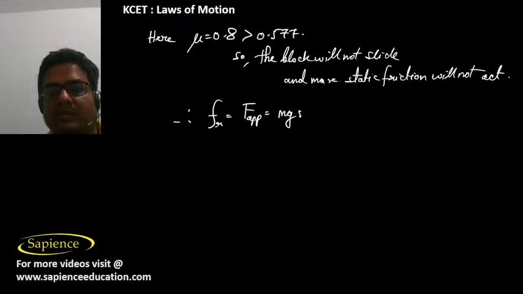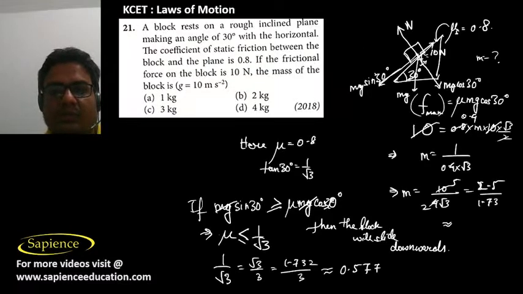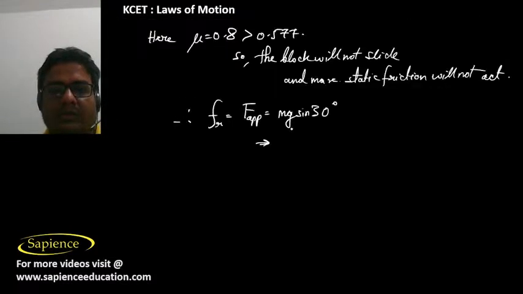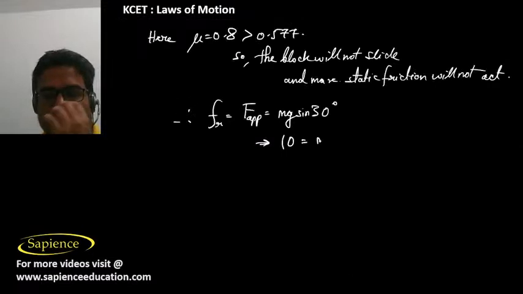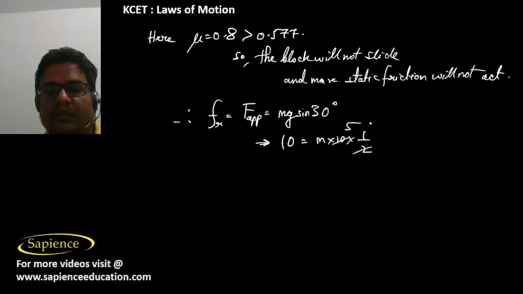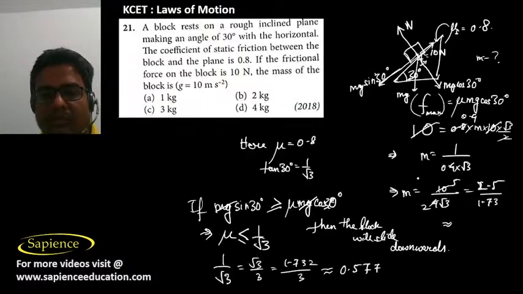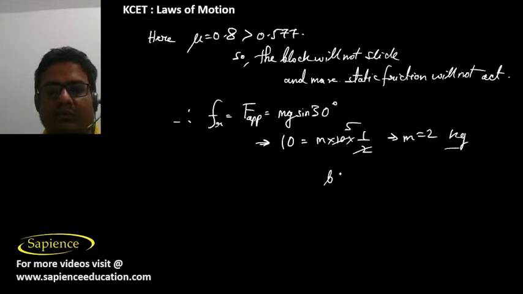So the frictional force will be the same as the applied force here, which is equal to mg sin 30 degree. Now the frictional force is 10 Newton. So 10 Newton will be equal to mg, g is 10, into sin 30, which is half. So 2 5s are 10, so m is equal to 2. So m is 2 kg. So the mass of the block is 2 kg. So option B is the correct answer.